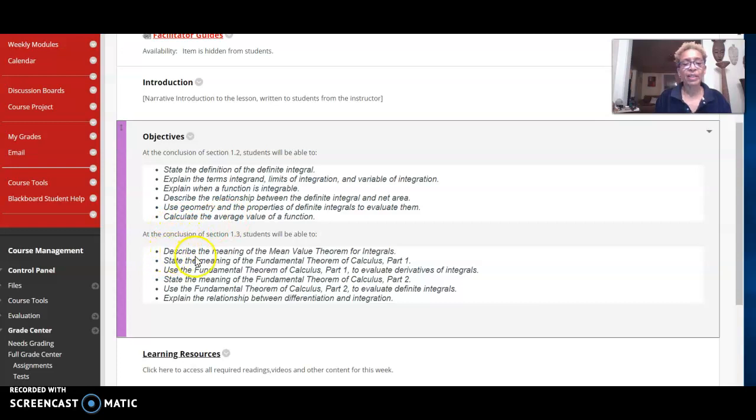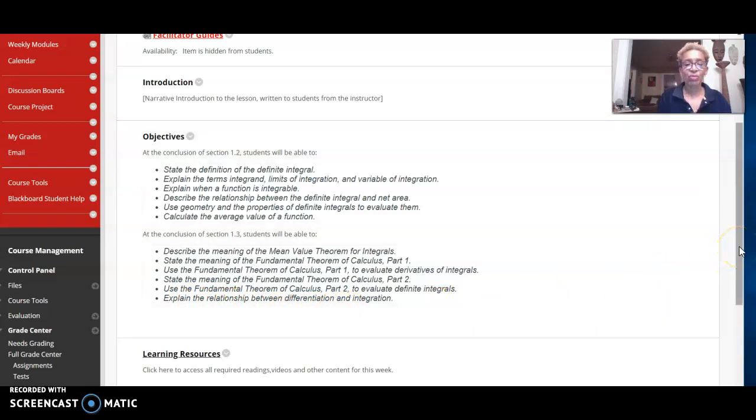Also, in 1.3 it says describe the meaning of the mean value theorem for integrals, state the meaning of the fundamental theorem of calculus part 1. I have a video posted on that. I'll show you where that is. Use the fundamental theorem of calculus part 1 to evaluate derivatives. State the meaning of the fundamental theorem of calculus part 2. Use the fundamental theorem of calculus part 2 to evaluate definite integrals and explain the relationship between differentiation and integration. Okay, and that's really all about the fundamental theorem.